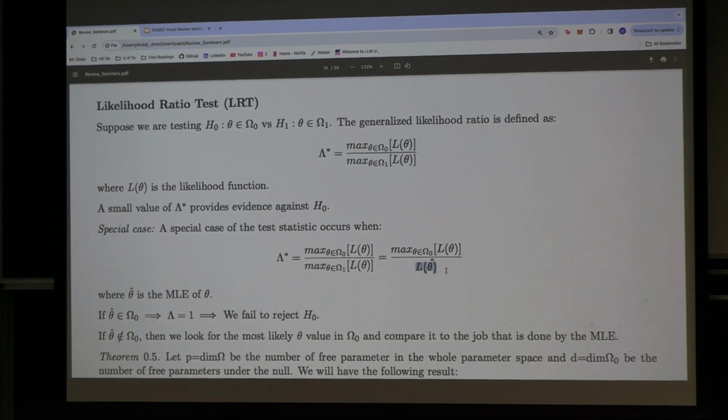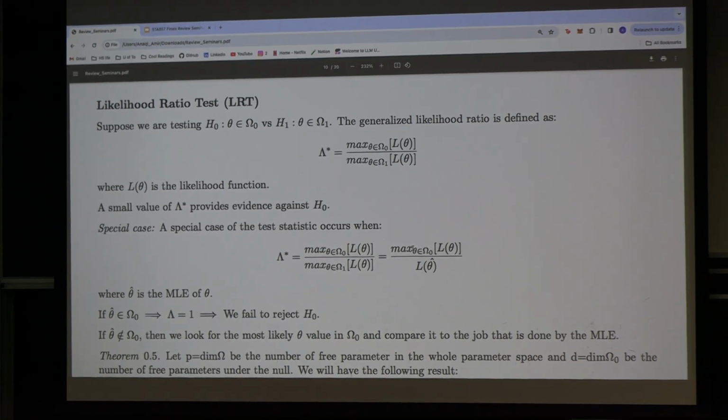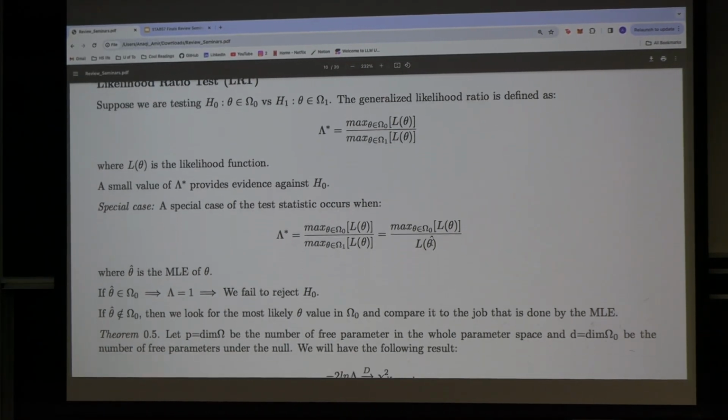And when you have the MLE as the denominator, if the MLE is contained in the omega naught, then the maximum will again be that MLE and the ratio would be 1. But if it isn't, then you know that it's going to be less than 1. So the numerator is going to be tinier than the likelihood at the MLE. Okay.